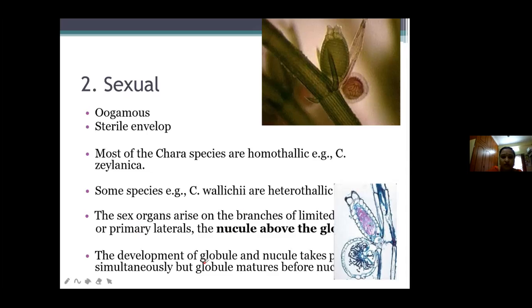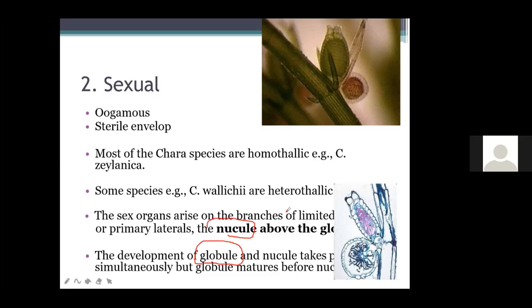Very, very important, girls, I want to ask in tomorrow's class, what is the male sex organ? See dear, in this one there are different names, girls. If you read about any plant body, the male reproductive organ is the antheridia, female is the archegonia or oogonia. But here the male reproductive organ is called globule, while the female reproductive organ is called nucule. Tell me girls, what is the globule, what is the nucule? Tell me fast.